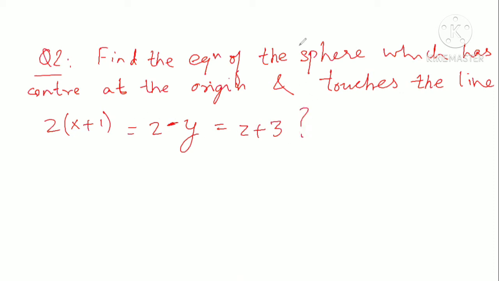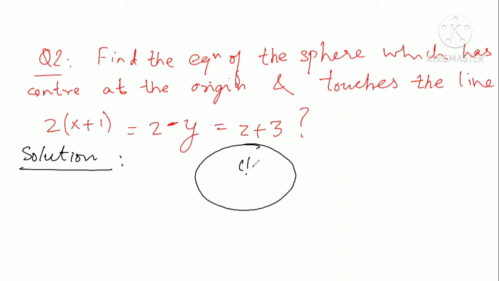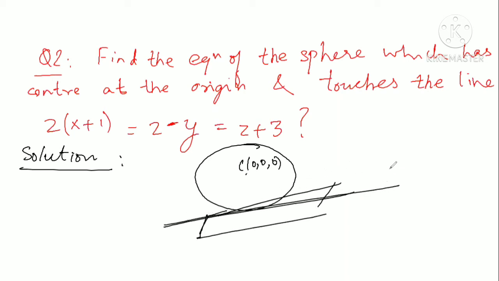So this is the equation. We have to find the equation of the sphere which has center at the origin. So the center point is 0, 0, 0, and the sphere is touching a line, and the equation of that line is given to us: 2 into x plus 1 is equal to 2 minus y is equal to z plus 3. So we want to find the equation of a sphere. The center of the sphere is given as 0, 0, 0, and the equation of the line which the sphere is touching is also given to us.